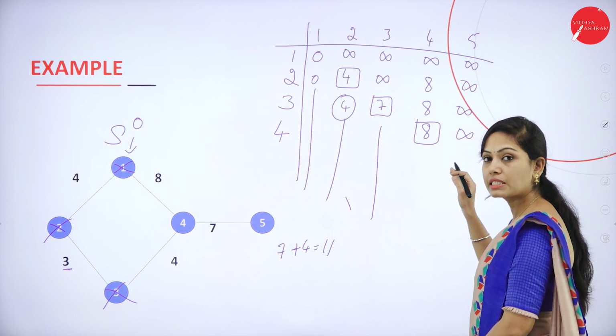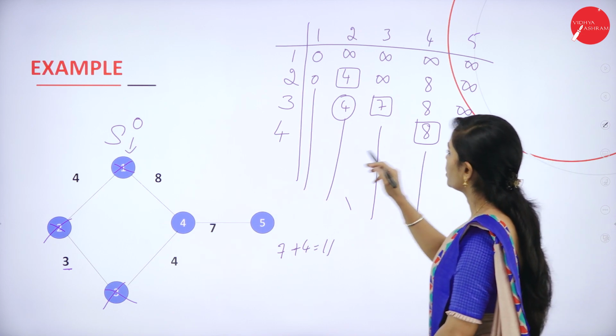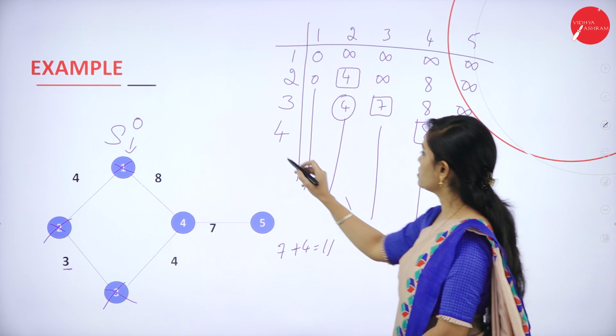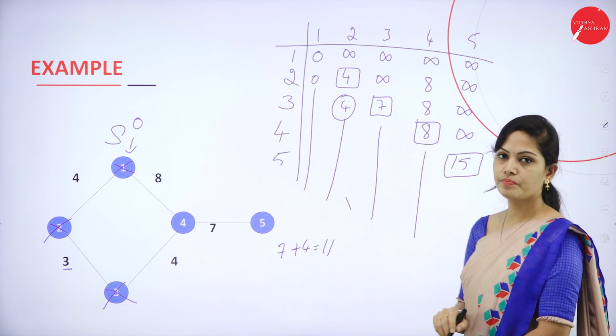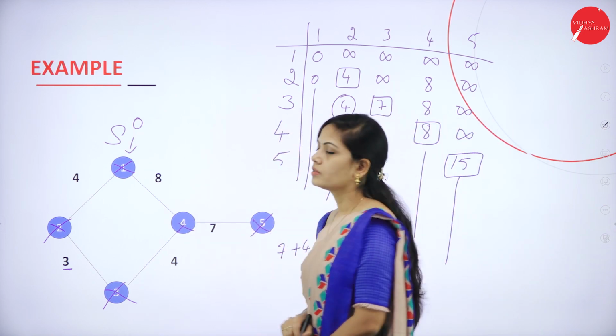So 15 is lesser than infinity. I'll write 15. Here I have cancelled vertex 4 also, and the last consideration is vertex 5. Clear? So again I'll repeat.